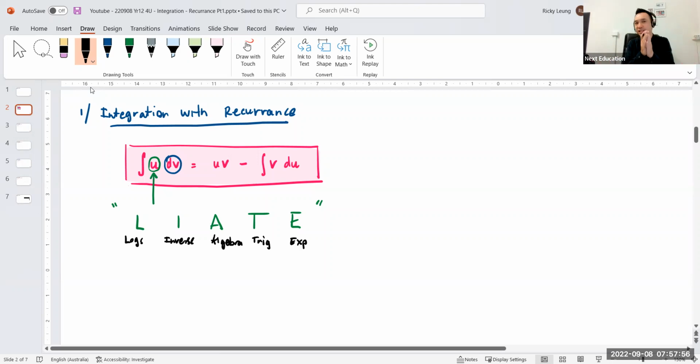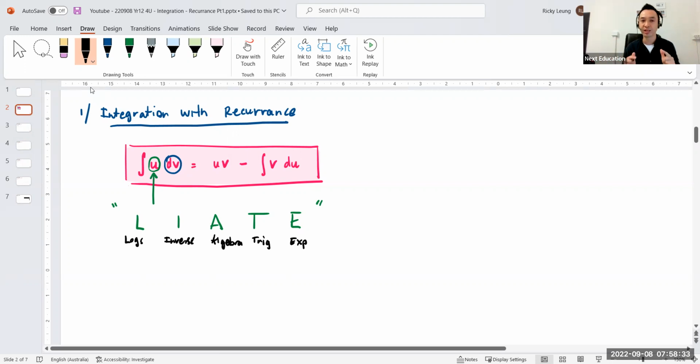Now, I'll say I've got 4 questions prepared today. In the third and the fourth one, LIATE really doesn't work, right? And when it doesn't work, you need to really understand why. Teachers that teach LIATE, great, that's like the least they can do. What teachers then don't tend to talk about is why LIATE was created, or what's the deal with LIATE? LIATE is an acronym that basically orders things that you should differentiate, because that's what u is, right? You differentiate u and you integrate dv.